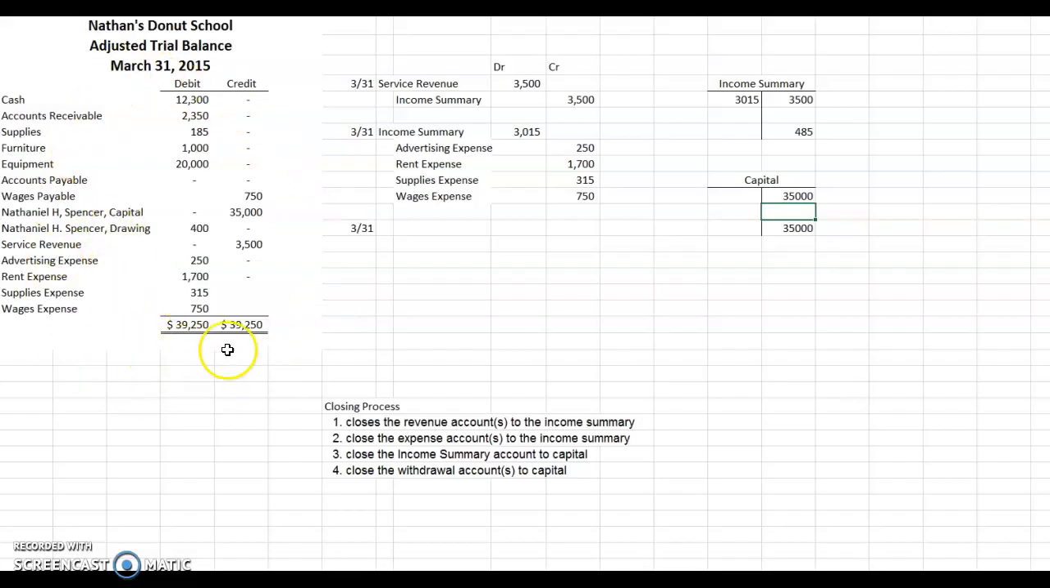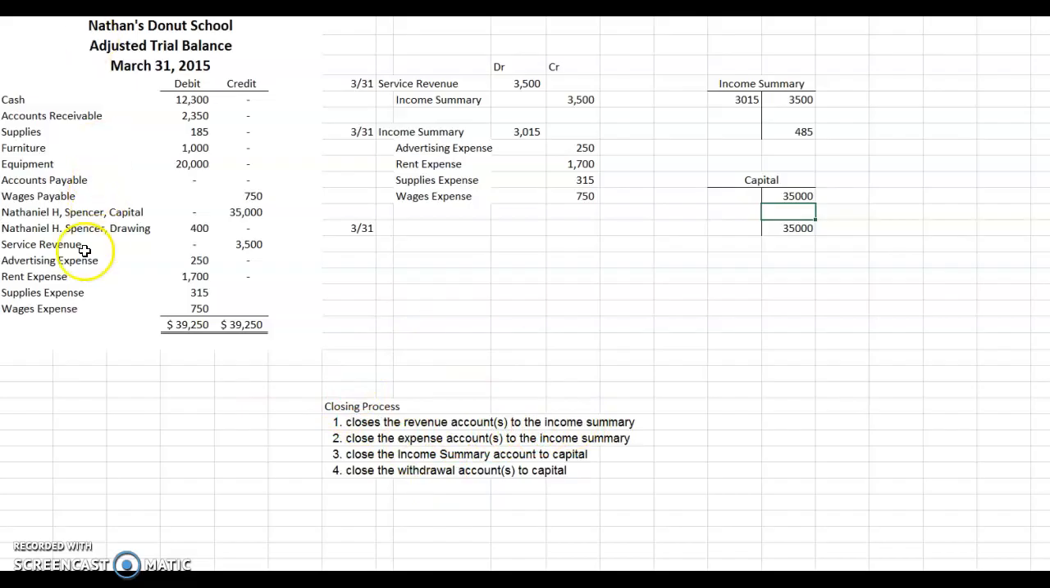You want to use your adjusted trial balance. We have the steps that we're going to complete down here, and we're keeping track of a couple things in some T accounts over here so that we can use them. So the first step is to close the revenue accounts to the income summary.